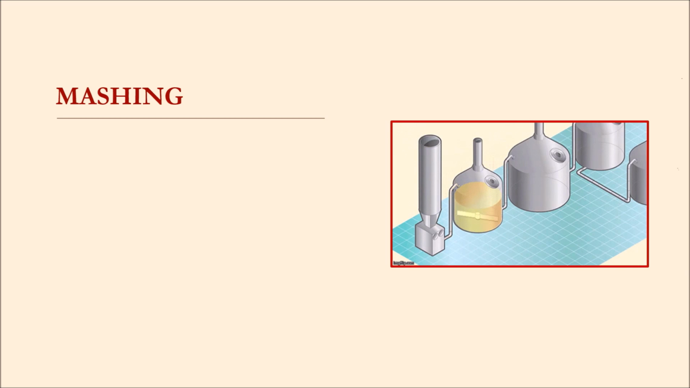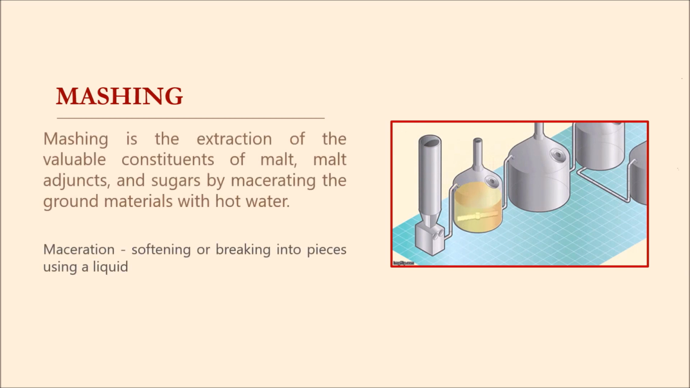The next step is mashing. Mashing is the extraction of the valuable constituents of malt, malt adjuncts, and sugar by maceration of the ground materials with hot water. Maceration is softening or breaking into pieces using a liquid. And then, it is treated with water to prevent too high pH, which would tend to make a dark beer. This process is carried out in the mash tub, and the insoluble starch is converted into liquefied starch and the soluble malt starch into dextrin and malt sugars.